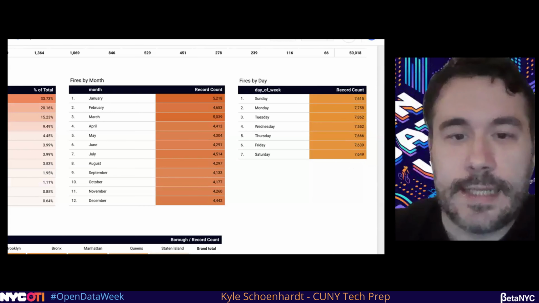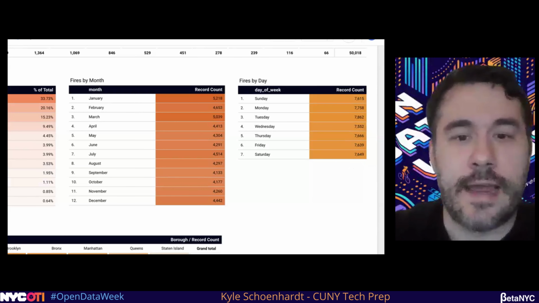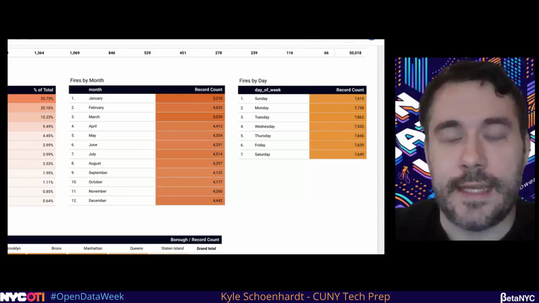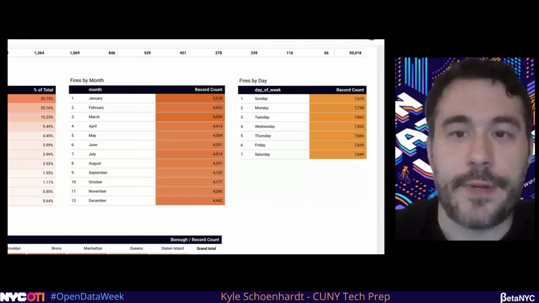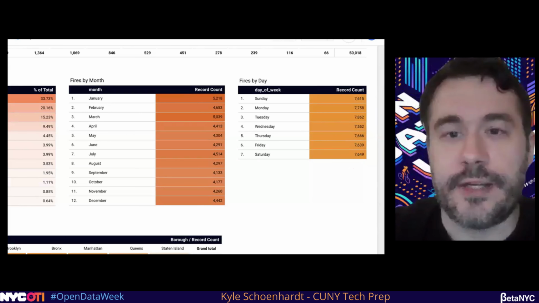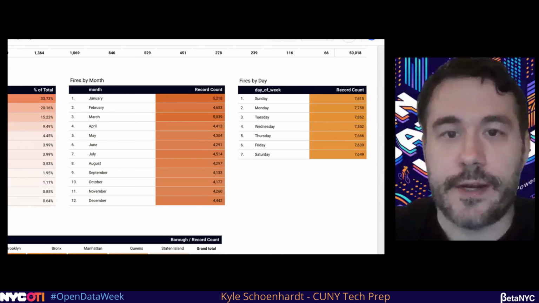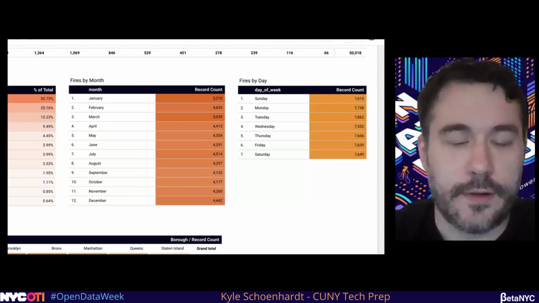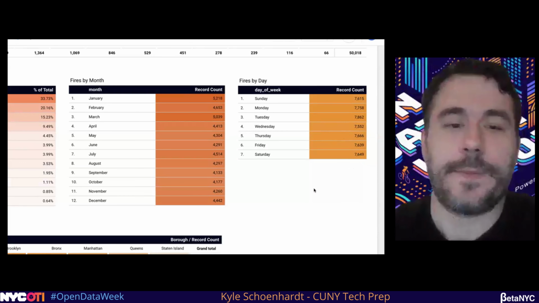So that tells you that on an average, on any day in the city, there's multiple fires happening somewhere in the city, all 5 boroughs, which is pretty interesting. So it's a pretty consistent trend across the city that there's a fire going on. Fires are going on in the city.